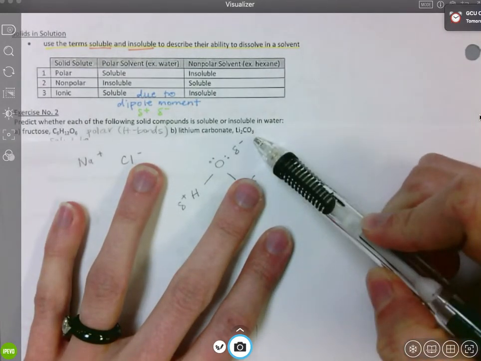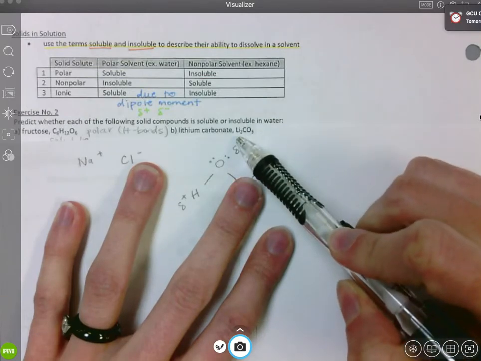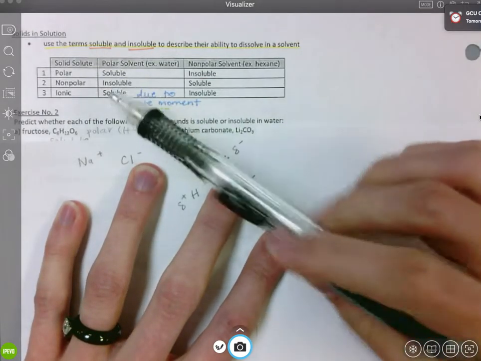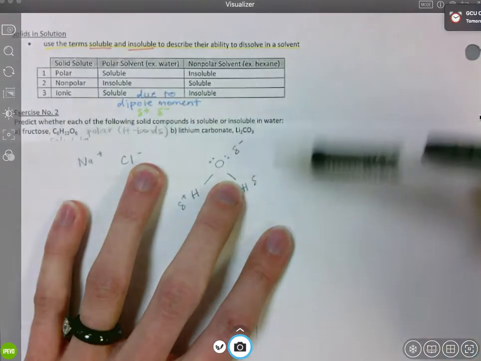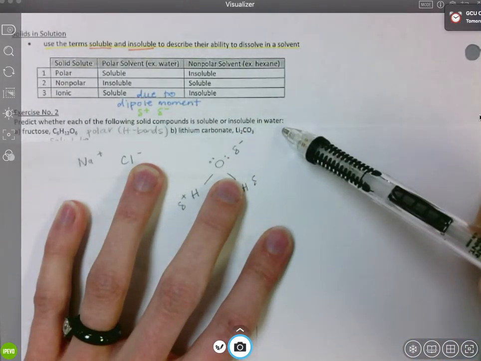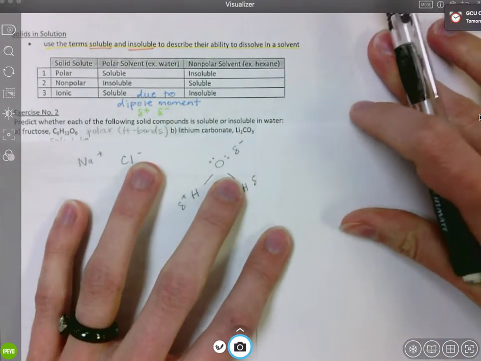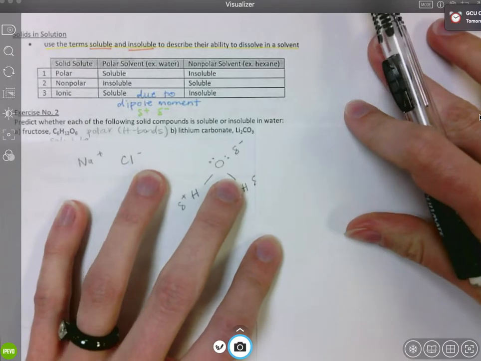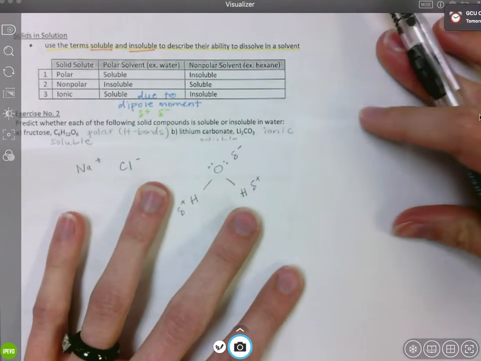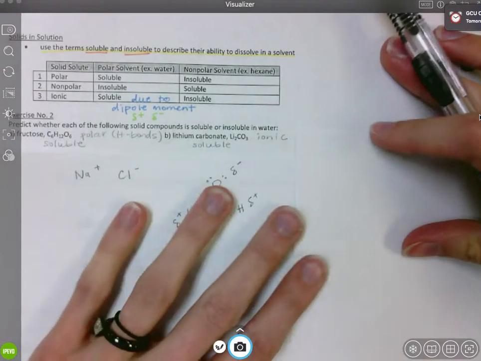Lithium is a metal. Carbonate is a nonmetal polyatomic ion. If we have a metal involved, we are an ionic compound, which means that if we are in a polar solvent, we are soluble because of the partial positive, partial negative charges being attracted to the fully positive, fully negative charges. So we are ionic, and therefore we are soluble in a polar substance.